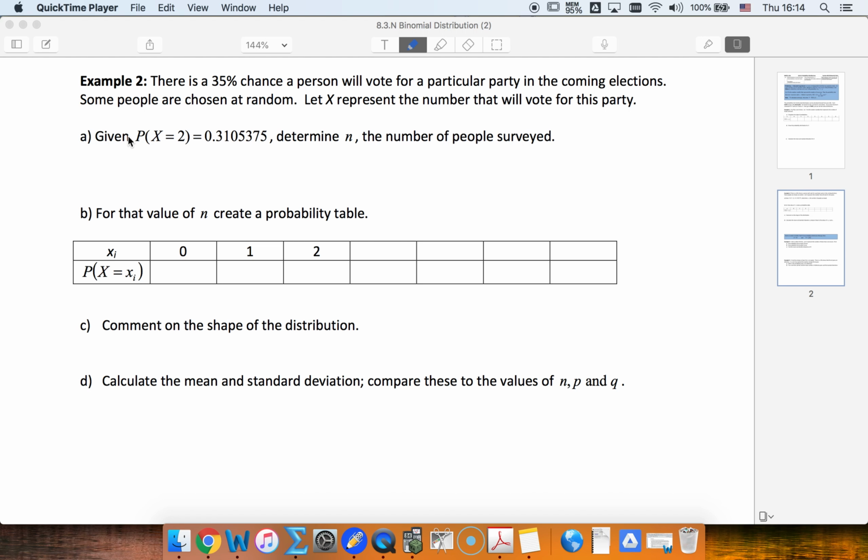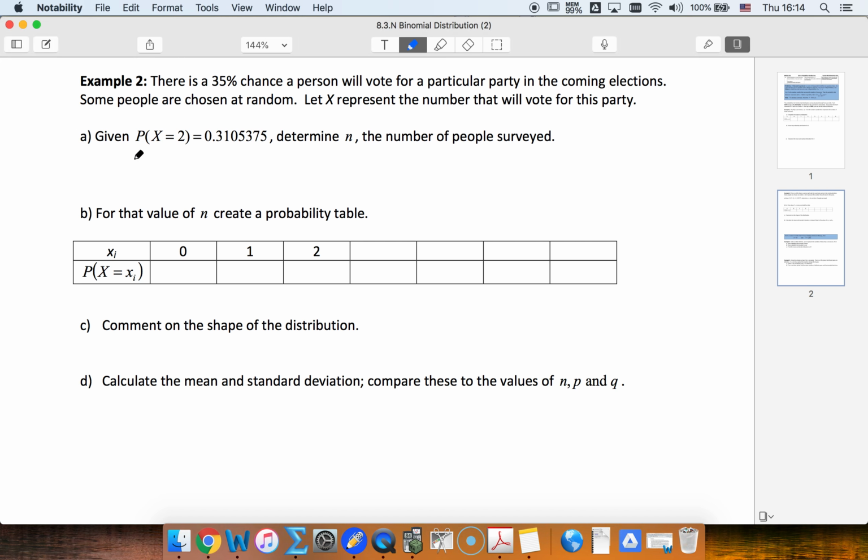Right, so we have a 35% chance of a person voting for a particular party in the coming election. Some people are chosen at random, so X is the number of people that will vote for the party, and we know that the probability that X equals 2 is about 0.3. So we want to determine how many people were surveyed.